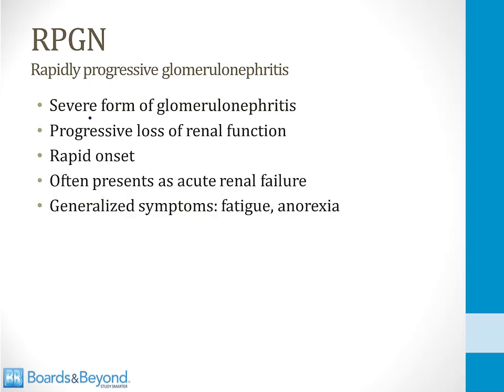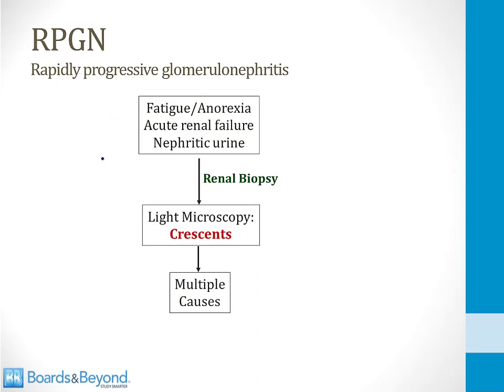So I've summarized these points on this slide. RPGN is a severe form of glomerulonephritis, in other words, a severe form of inflammation in the kidneys. It results in progressive loss of renal function. The onset is rapid, and it often presents as acute renal failure with generalized symptoms of renal failure like fatigue and anorexia. So I've seen a number of patients with this disorder in my career.